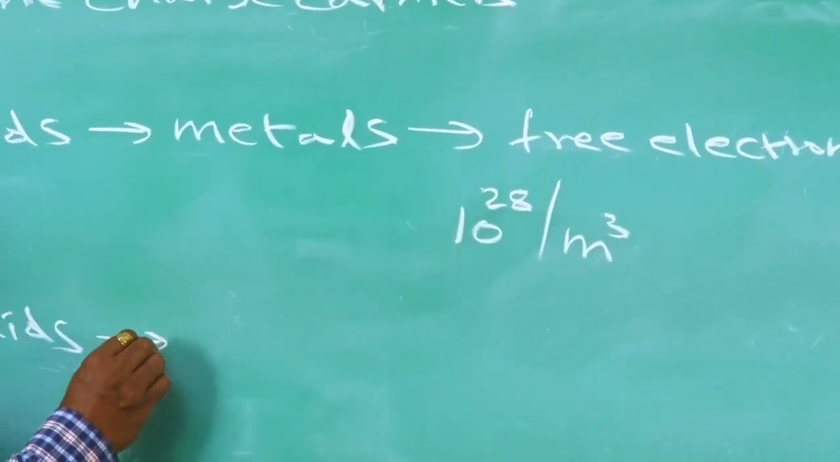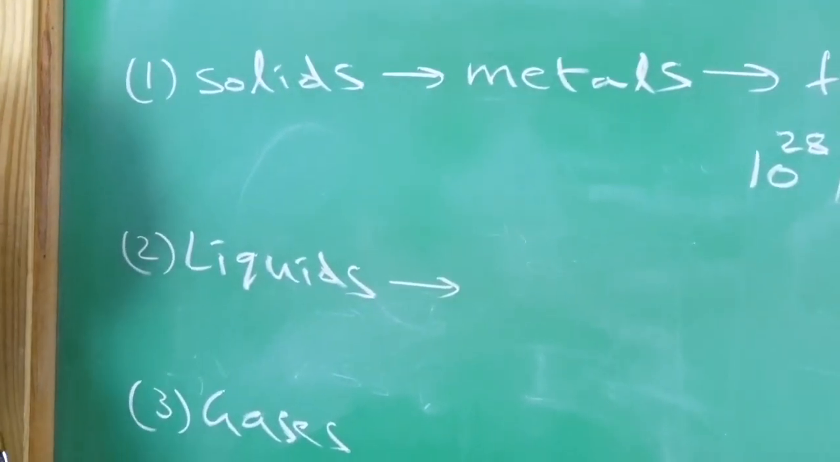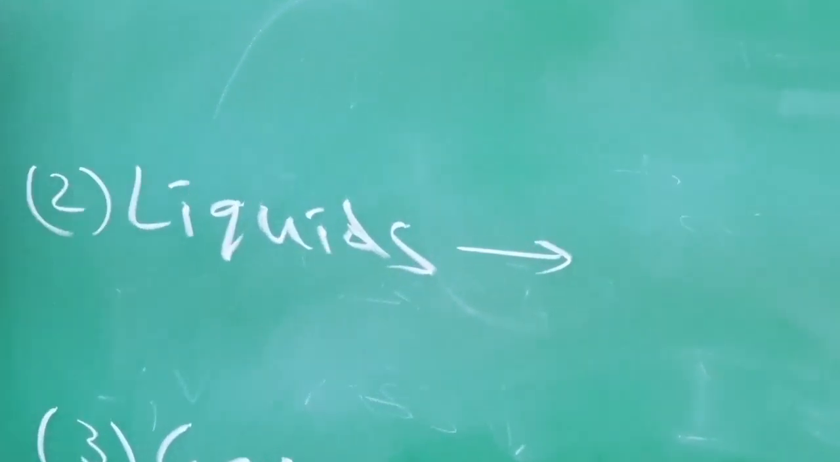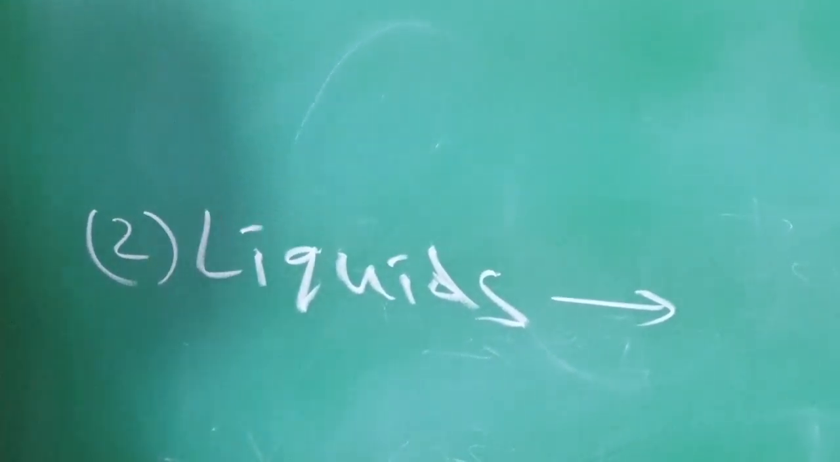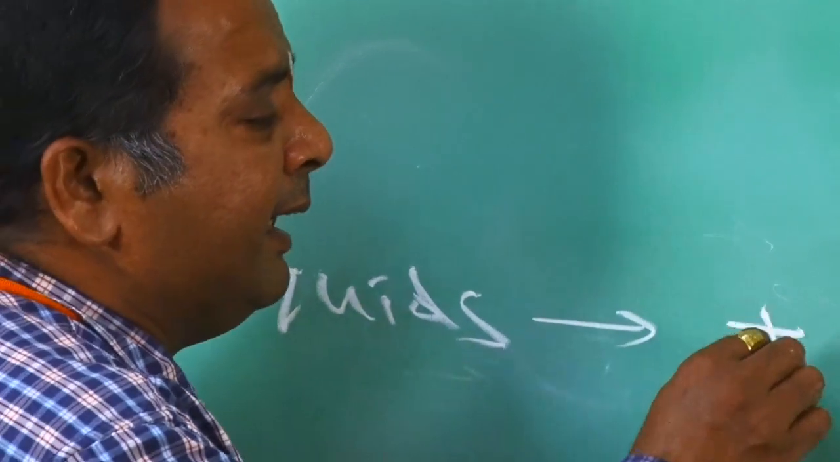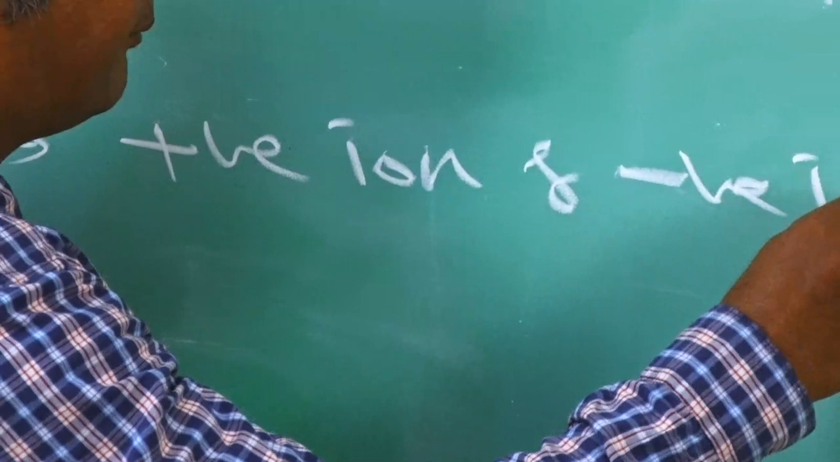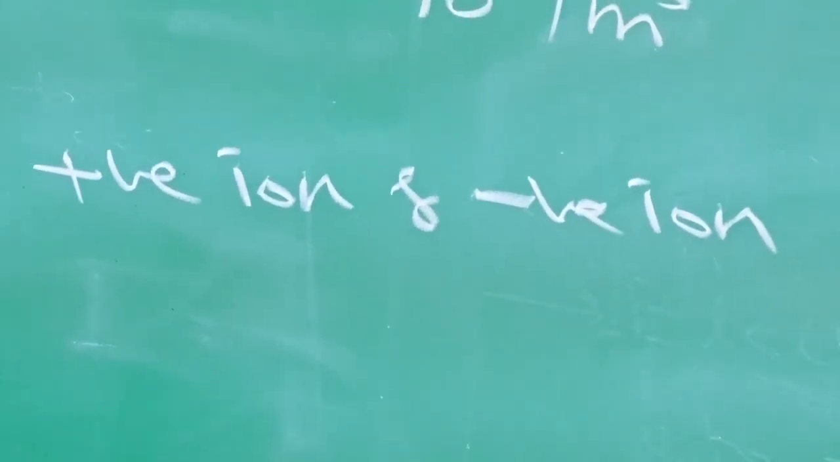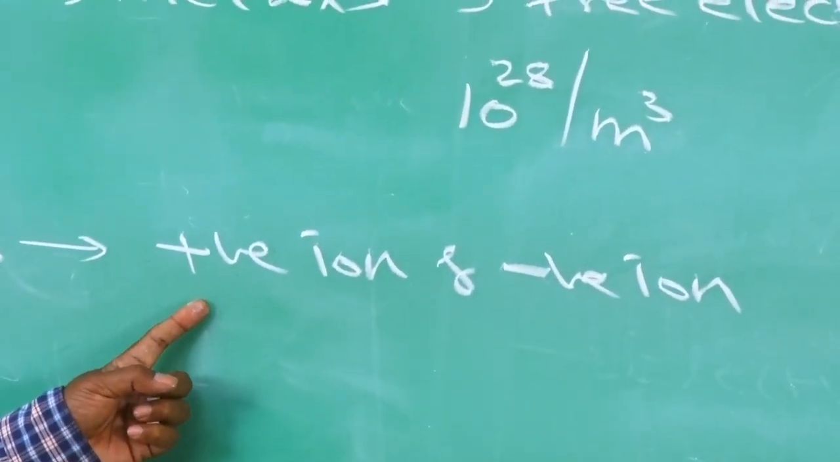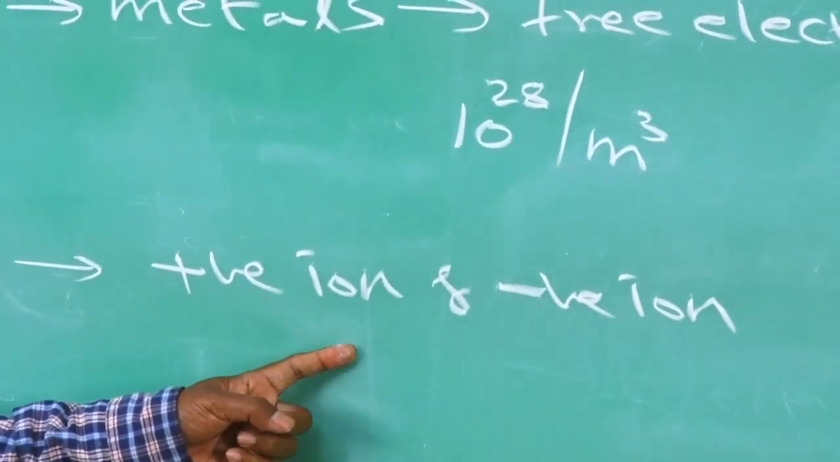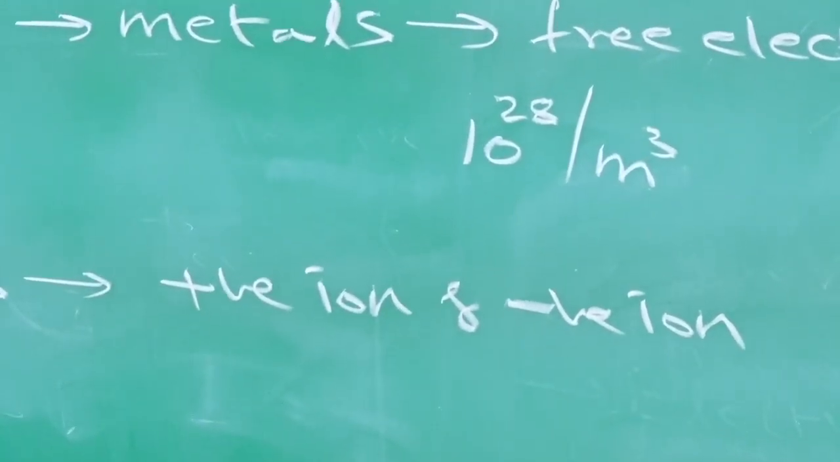Suppose liquids are considered. If you provide sufficient energy, the liquid has both ions, positive ions and negative ions. That's why the charge carriers for liquids are said to be positive ions and negative ions.